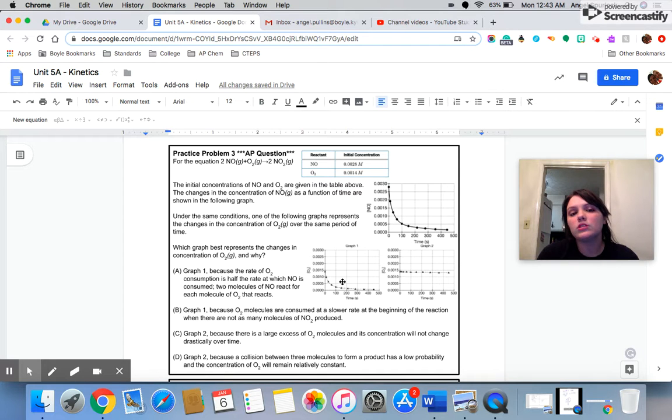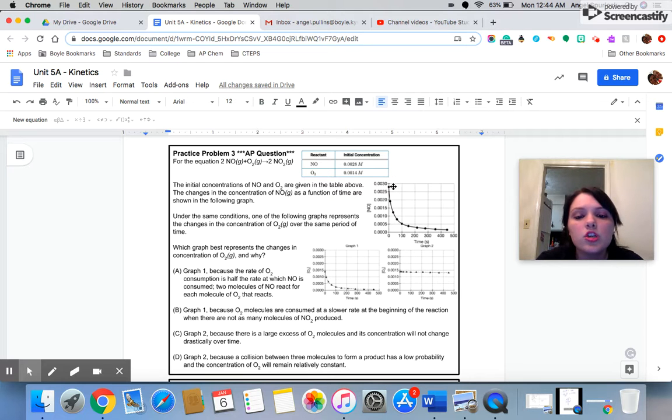But let's go through and double check all our answer choices just in case, that way we make sure we pick the right one. So A says that graph 1 is the correct answer because the rate of oxygen consumption is half the rate at which nitrogen monoxide is consumed. 2 molecules of NO react for each molecule of oxygen that reacts. Okay, everything they've said there is true. Let's make sure our graph backs that up.